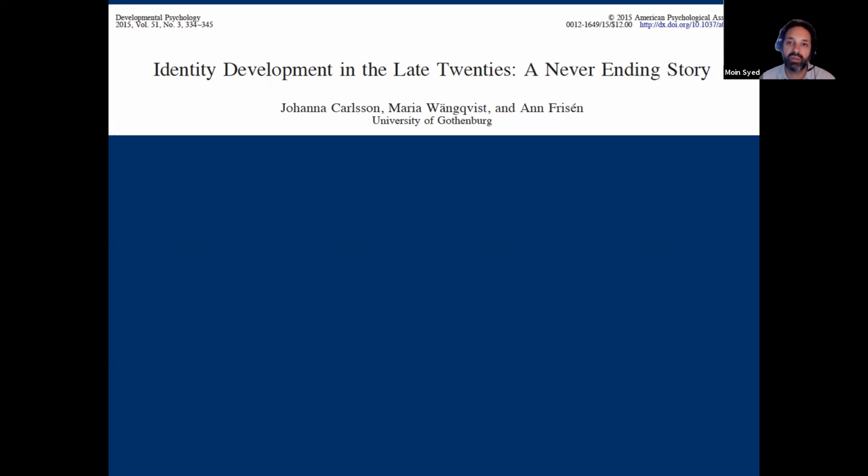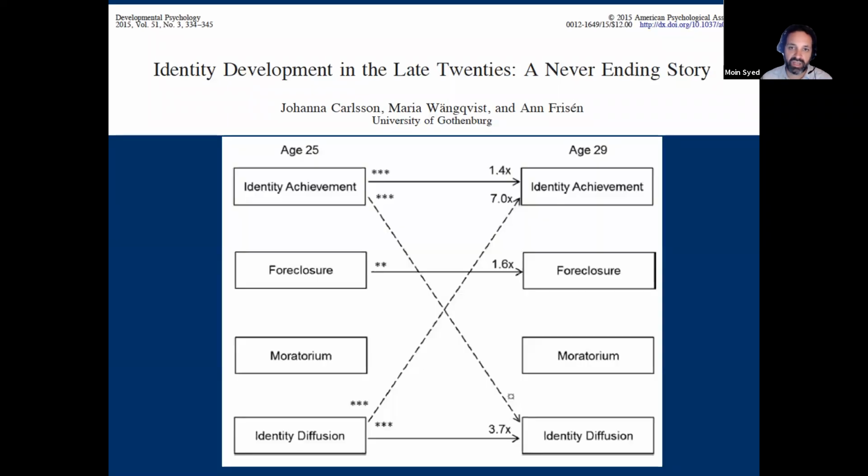So this is a paper that came out of that. She was working on it before and after, but it was discussed and developed a bit through that course. In this project, they were examining identity development in the late 20s, and they had both quantitative and qualitative analysis. The quantitative analysis focused on the identity status categories of achievement, foreclosure, moratorium, and diffusion, and how participants moved between them from age 25 to age 29.